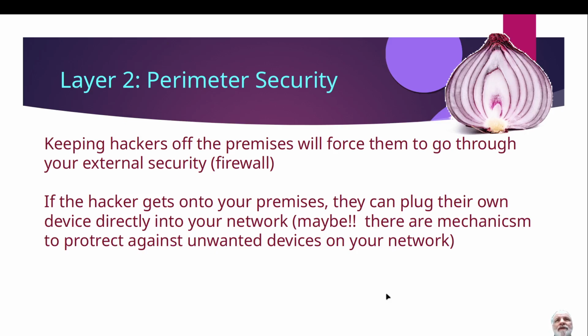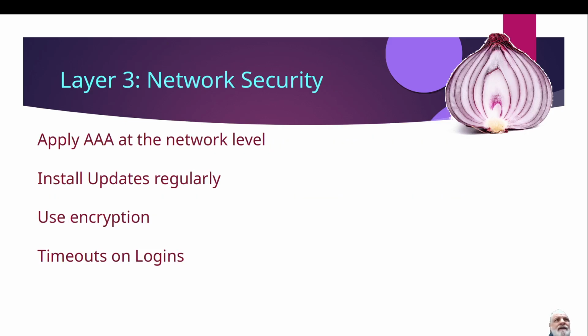The next is perimeter security. So, we set up on our networks what's called a firewall, which is kind of like our border security to keep unwanted people off of our personal or business networks. And what happens though, is we need to make sure that they don't somehow get onto our property and plug into or connect to our network. And so that's our second layer.